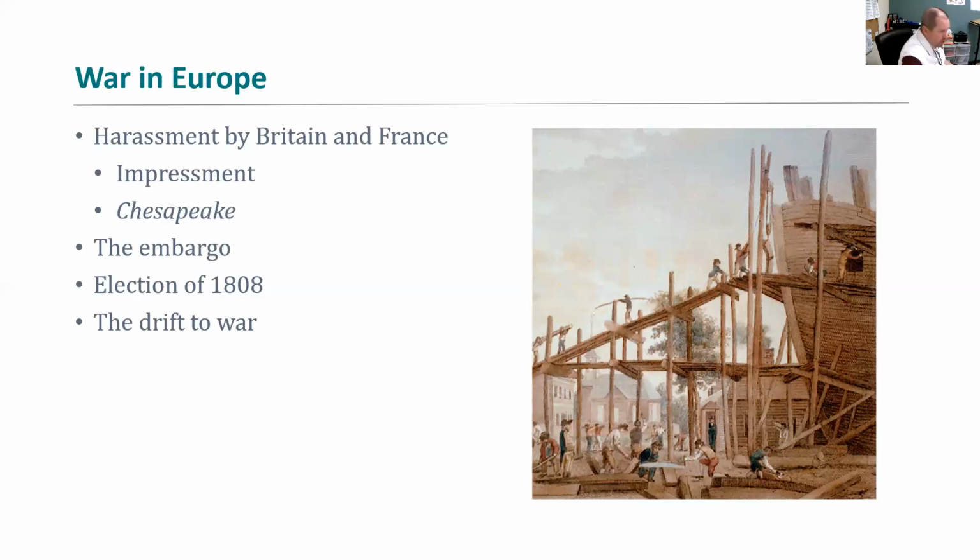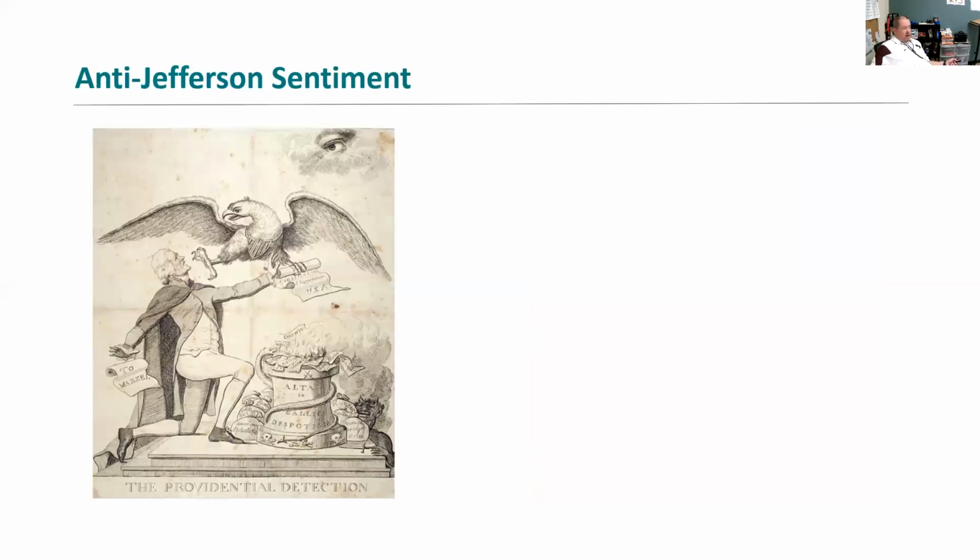Jefferson serves his 2 terms and then leaves, doesn't seek re-election in 1808, and James Madison is going to take over. And at this point, we're slowly drifting into war, into what will be the War of 1812.